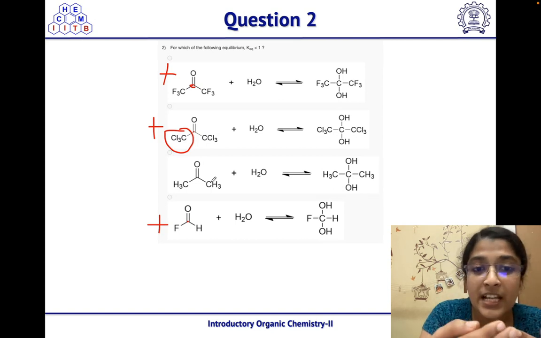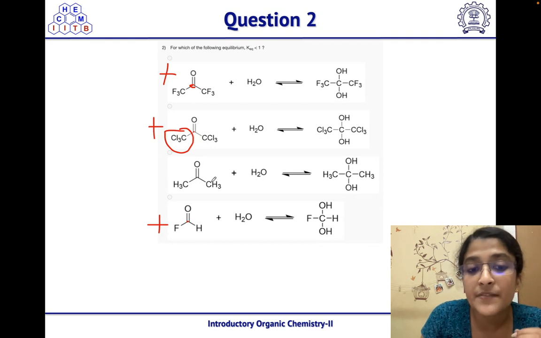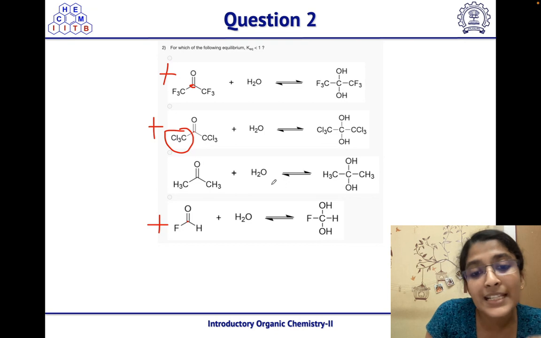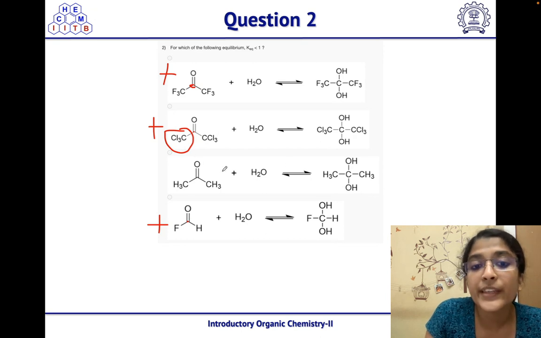So that partial positive charge will decrease, and because of that, the attack by water will be less facile there, and formation of this hydrated product will also be less facile. So here the concentration of reactant will be more compared to that of product.